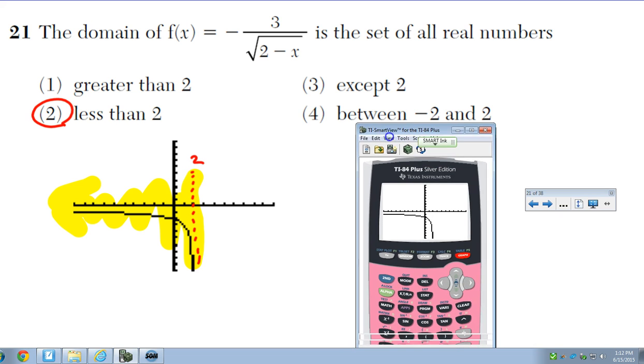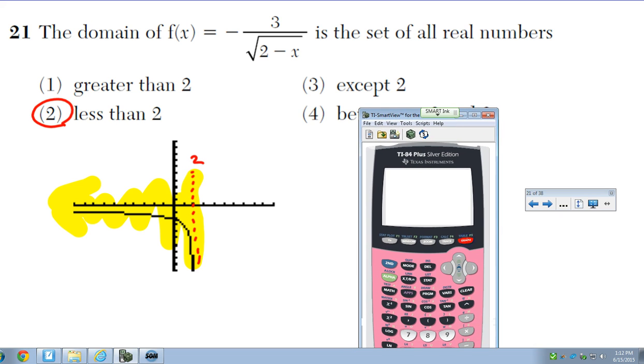You can even go to your table, and you can see that below 2 works, but not above 2. Errors mean that it's not part of the domain.